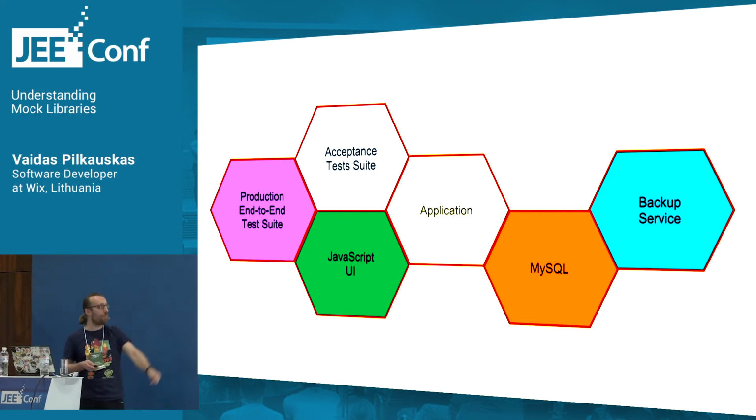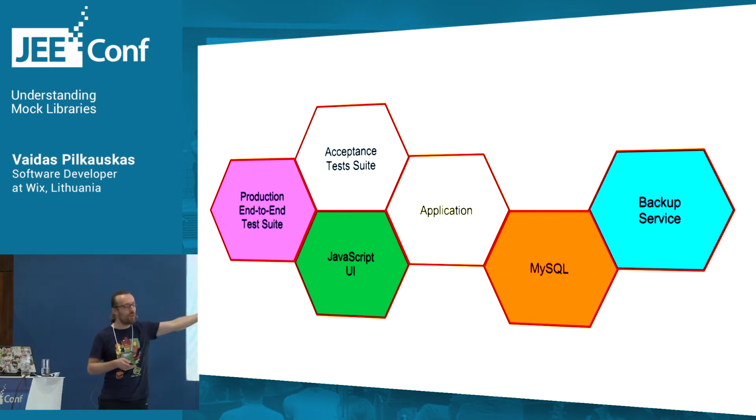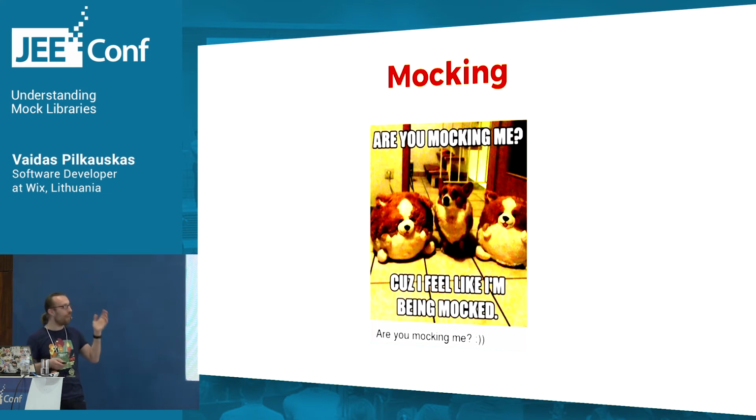And about the backup service. Why does the backup service need to know about our JavaScript UI or application? It just needs to know how to communicate with MySQL, dump data and store it for later recovery. So that's the beauty of decomposing into a testable architecture. And now the main part, let's talk about mocking.